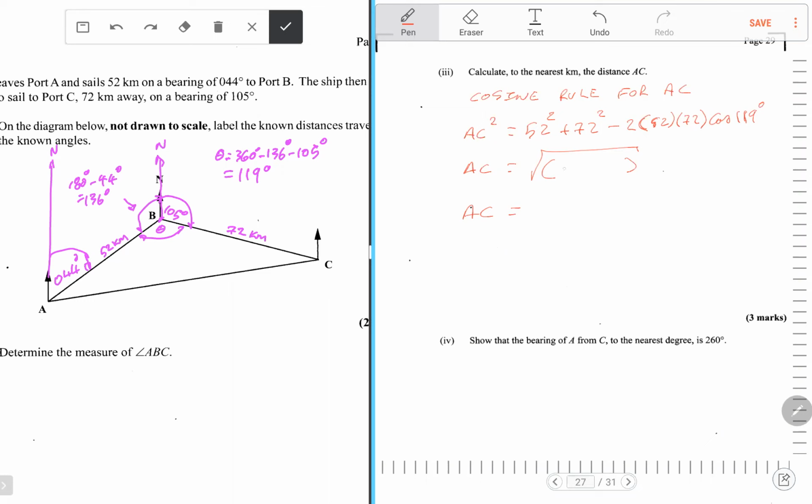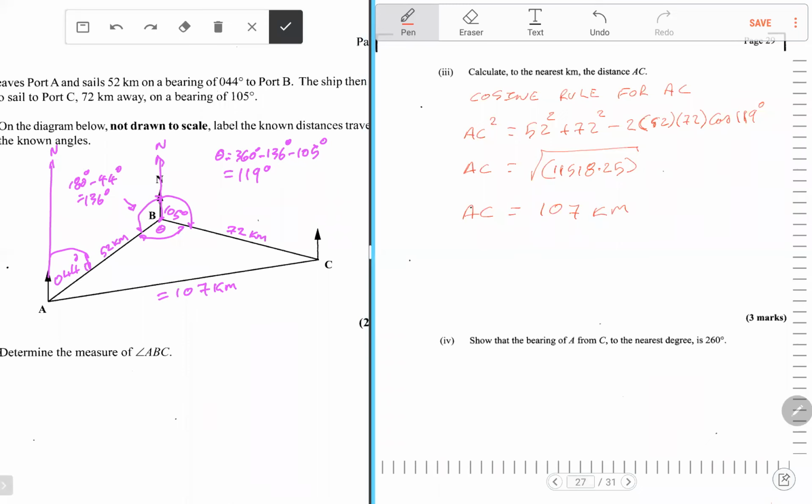I am getting 11518.25. And you're going to square root that. To the nearest kilometer I want, so you don't put a decimal, the nearest whole number. I'm getting 107 kilometers. So we now know that this side is 107 kilometers.